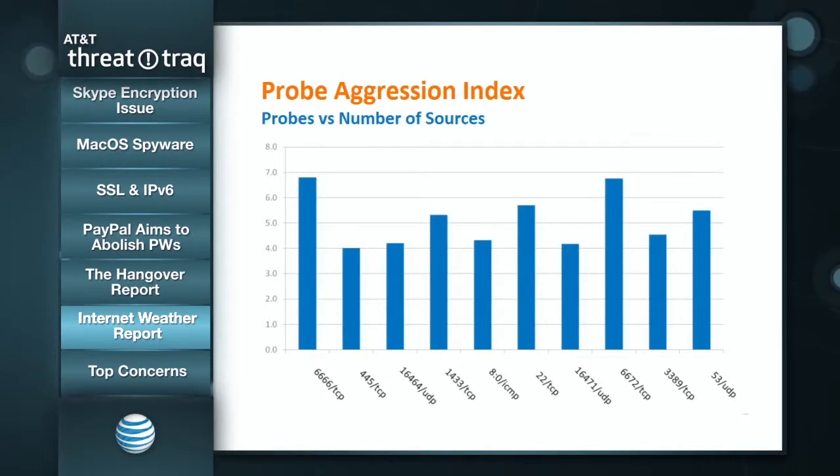Just to show a couple more attributes associated with this scanning activity that was taking place yesterday. This is, I show this occasionally, what I call the probe aggression index. This is the number of probes versus the number of sources that are doing those probes. And it basically is showing how frequently a particular probe is taking place. And you see that port 6666 and 6672 both have the two top slots in terms of how aggressively that scanning has taken place. It kind of suggests that a tool specifically for scanning purposes is being used as opposed to the normal TCP stack to do that.